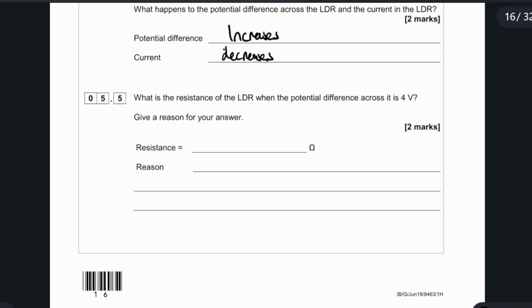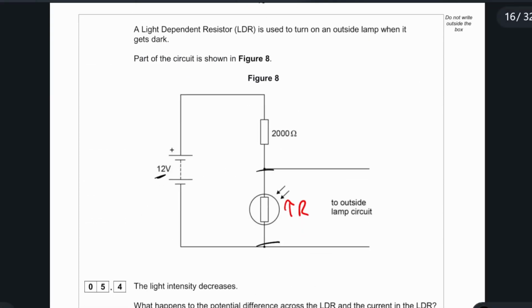Okay, next part of the question, what is the resistance of the LDR when the potential difference across it is 4 volts? You want to give a reason for the answer. And so if the potential difference across the LDR is 4 volts, that means that the potential difference across this other resistor would be the remaining part of the potential difference from this battery, and so that would be 8 volts. And so we can see therefore that with 2000 ohms there's a voltage of 8 volts. So with 4 volts you'd have basically half the resistance. So you expect the resistance to be 1000 ohms.